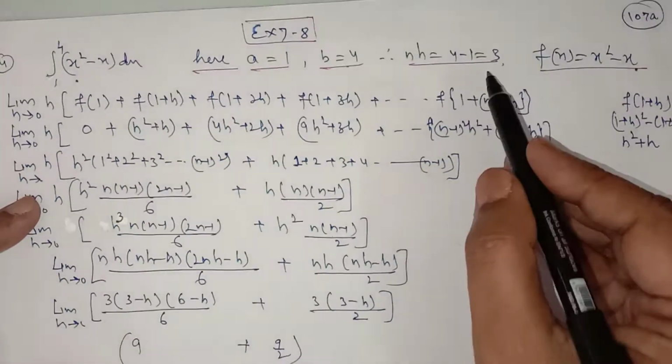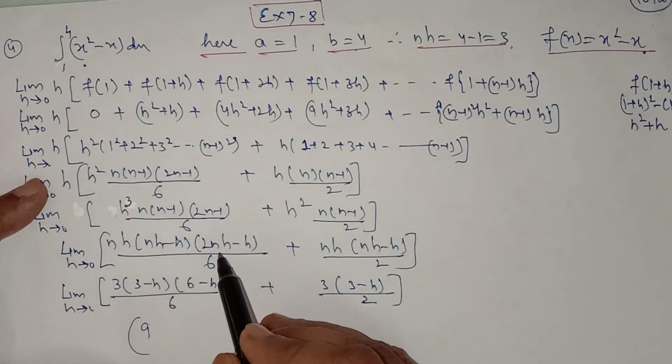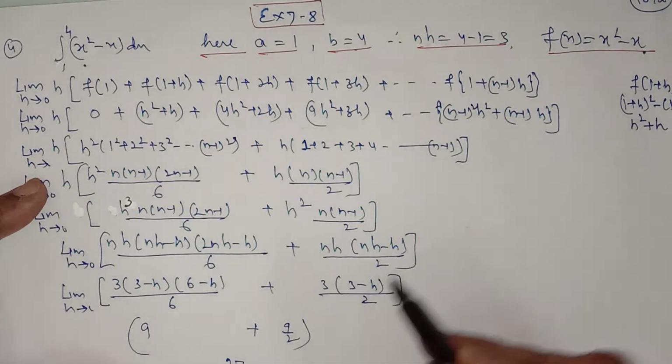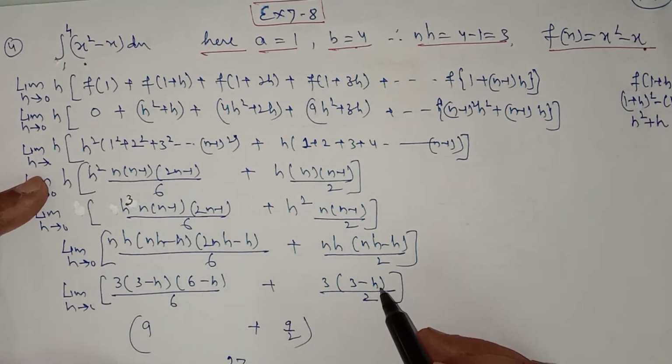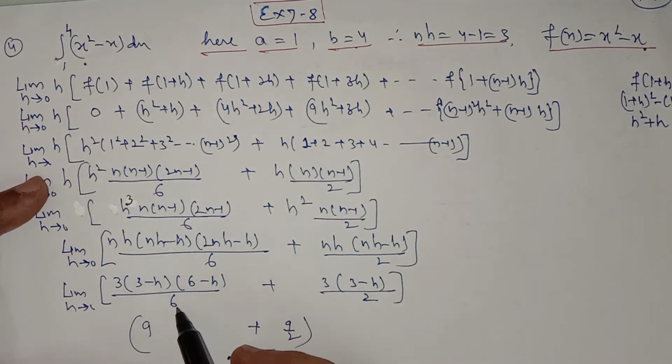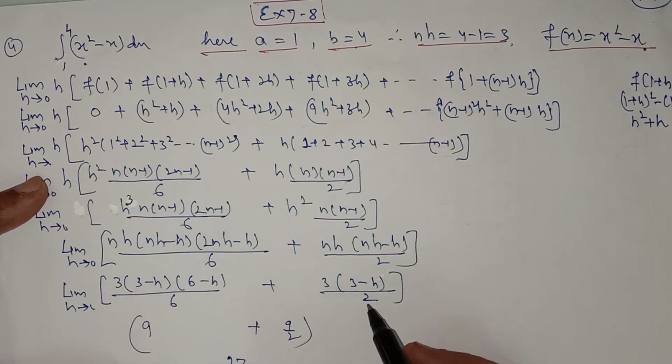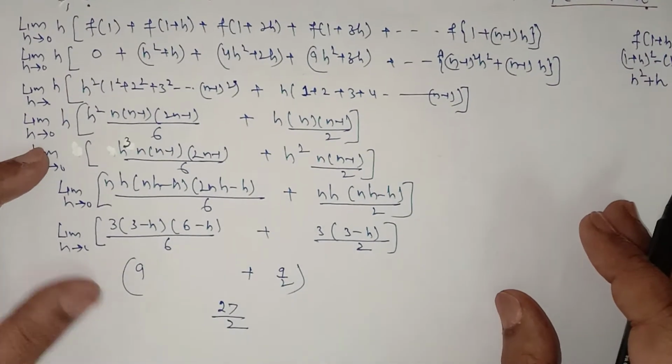Replace the value of nh, which is equal to 3. So 3 minus h, 6 minus h, 3 minus h. Now take the limit h goes to 0. So this will be 0, this will be 0, this will be 0. So 3 into 3 into 6 upon 6, which is equal to 9, and 3 into 3 upon 2, which is 9 upon 2. The answer is 27 upon 2.